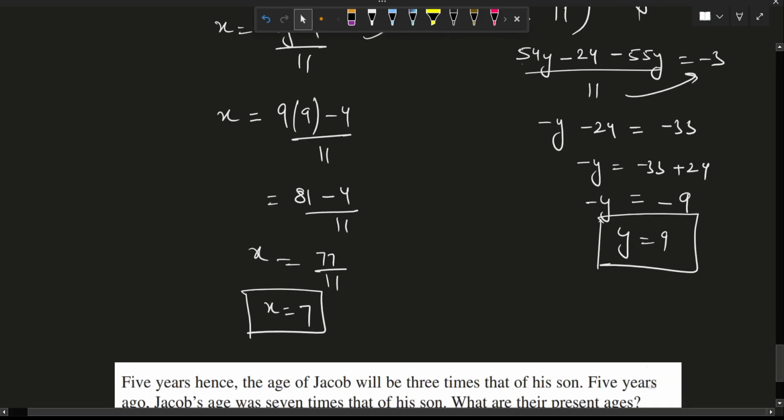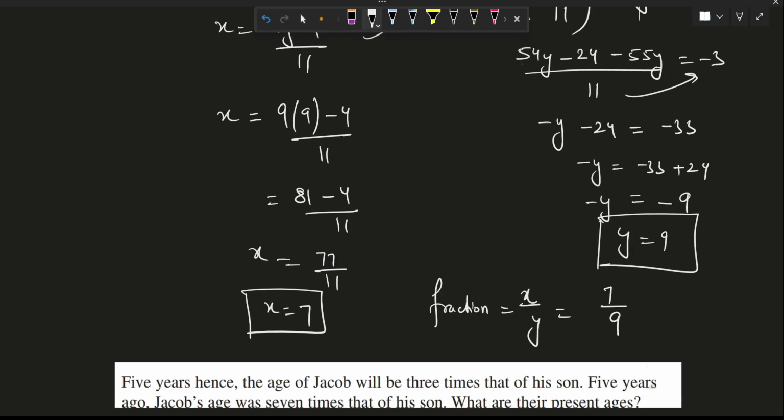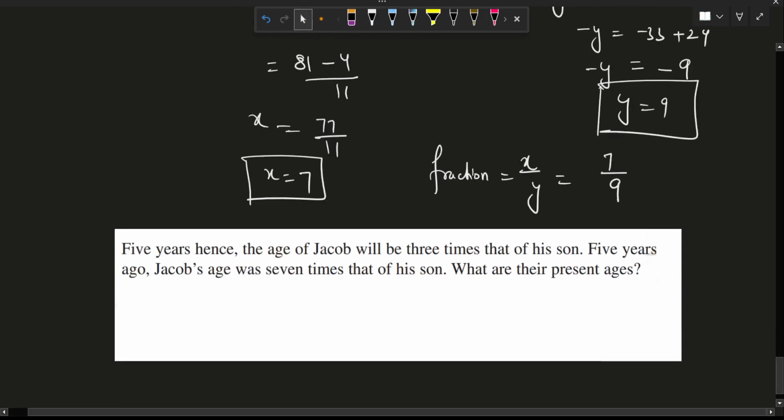Now what is your fraction? You have to tell what the fraction was. Fraction was what? X by y, which is 7 by 9. I hope it's clear, students. Now let's move to the last question.